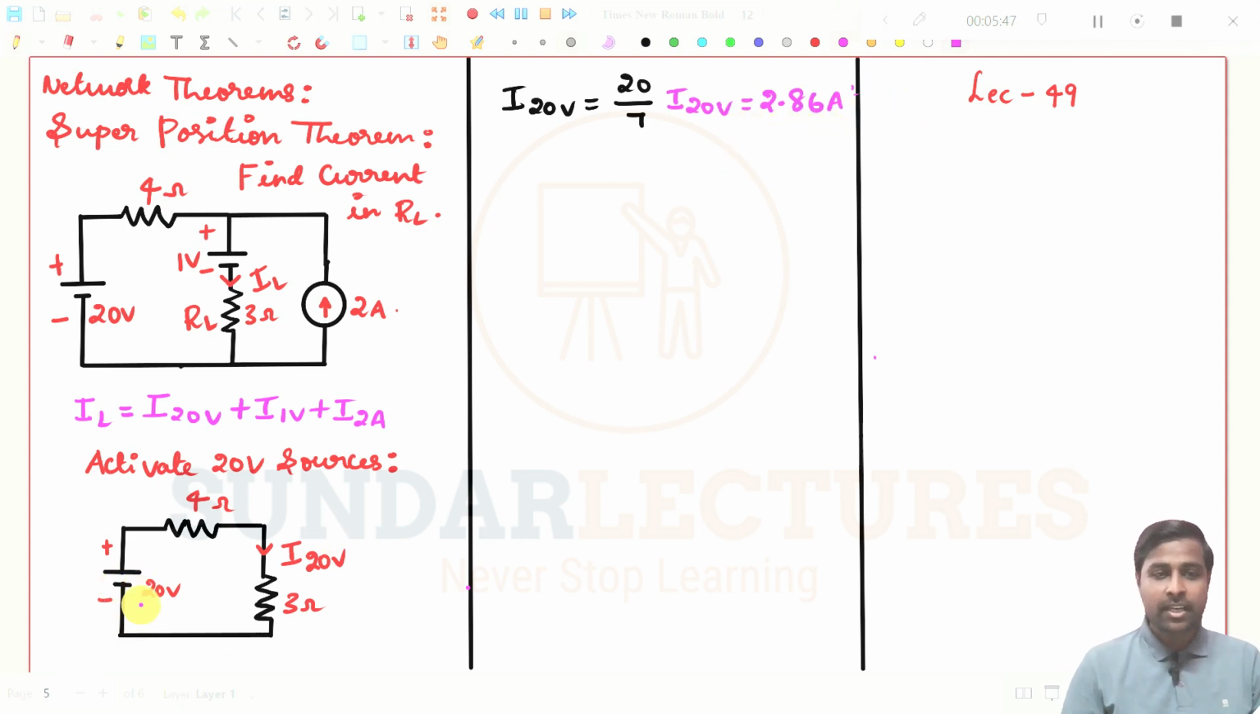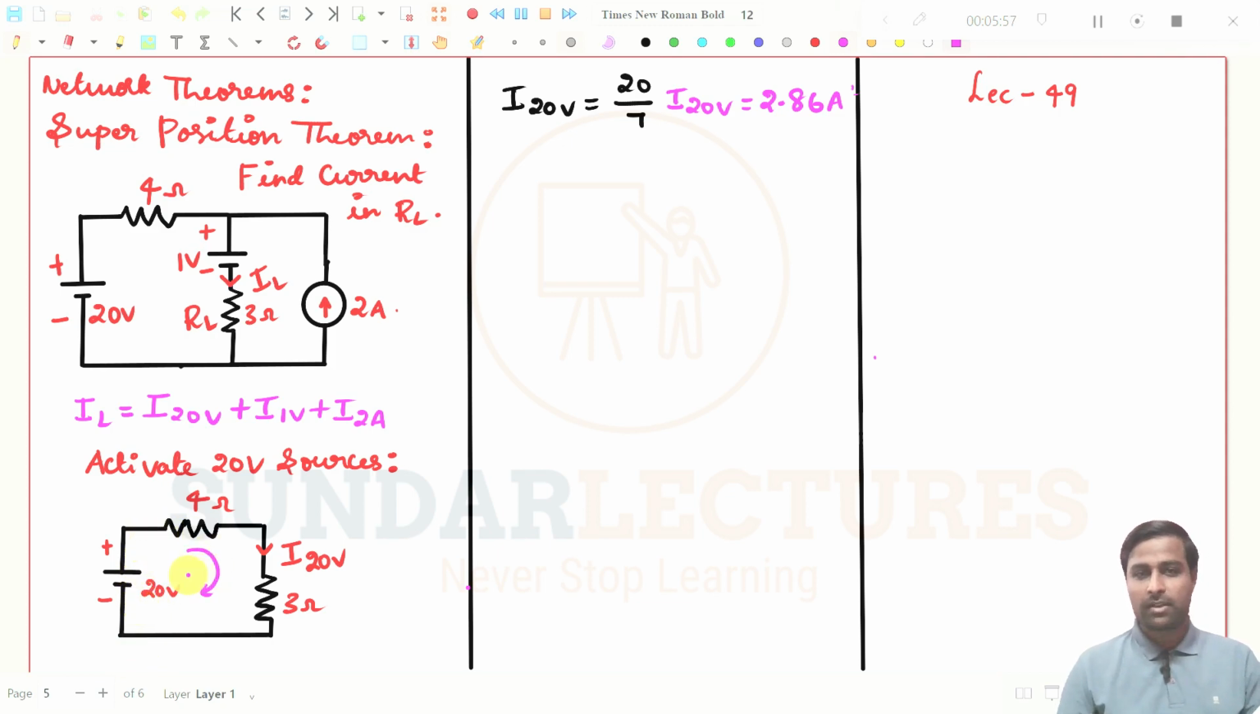What is the current in this loop? It is very important to know the current. There is only a single loop, and the current should flow from minus to plus in the source, because there is a single source present in this particular circuit. So the current should flow in this direction, and we are going to find the current in the 3 ohm resistance, also in this direction, from top to bottom.